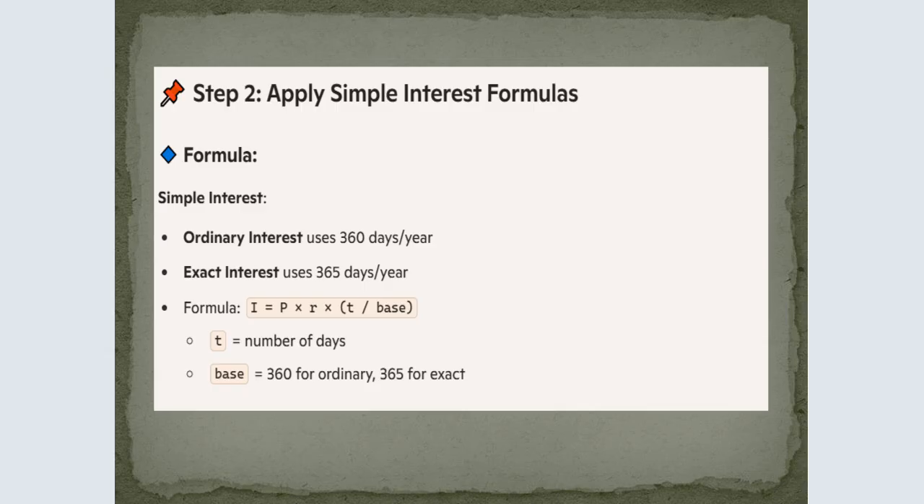So let us now apply the simple interest formulas. Again, for the ordinary interest, we have to use 360 days per year. For the exact interest, we have to use 365 days per year. The formula again is I equals P times R times T, where T is the number of days over the base, which is 360 for ordinary and 365 for exact.